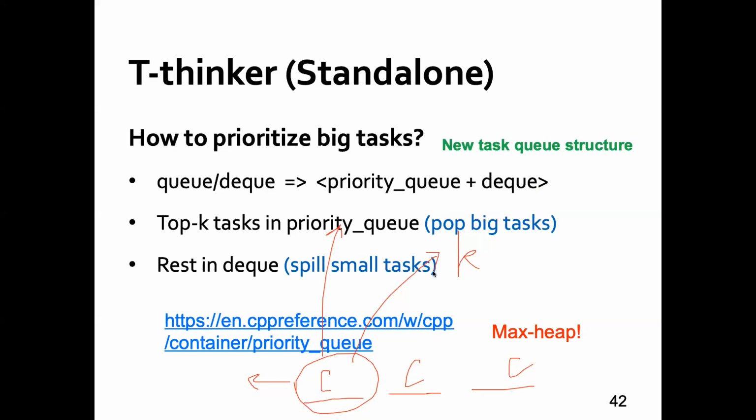Yeah, top K, right? We have 3K capacity. And beyond the K, they will be spilled to the DQ according to the order they are inserted. It's okay?